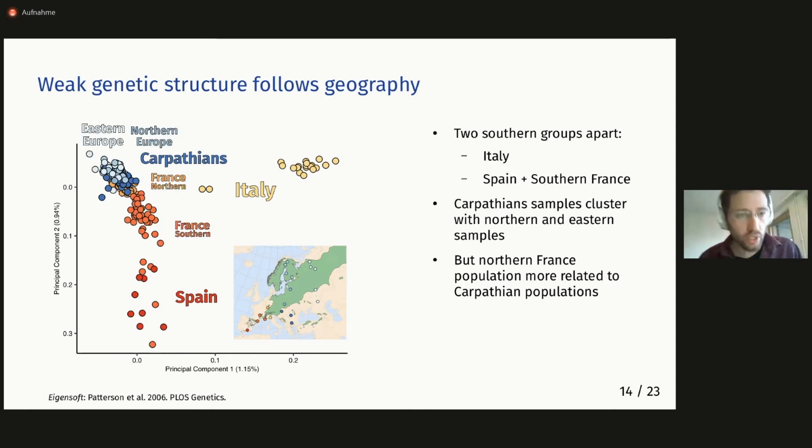Actually, if you look at the nature of these other populations, you can see that there is a clear geographical pattern going from southwest Europe to northeast Europe. Interestingly, you can see that most samples from Eastern Northern Europe cluster closely with the Carpathian populations, and actually even Northern France is closer genetically to the Carpathian populations than to the Southern France ones.